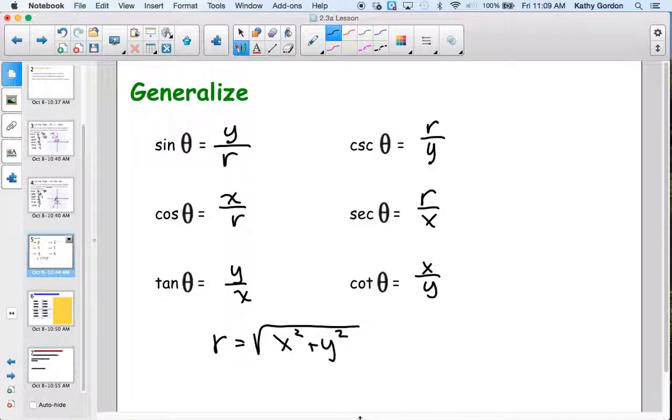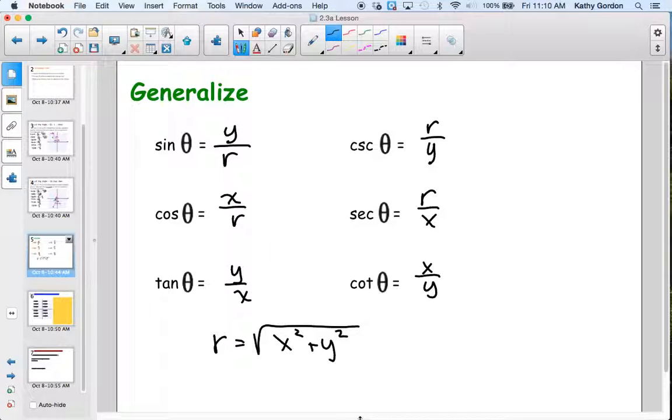If I want cosine, I take the x coordinate over my r. If I want tangent, I take y over x. If I want cosecant, I take the r over the y value. Now, if you don't remember all of that, you can always go back to drawing the right triangles like we were doing in the examples. But if you can start remembering this, it saves a bit of work. You don't have to work out the right triangle, just work out the ratio. Okay? But if you get stuck and you don't remember this, then just go back to drawing right triangles.